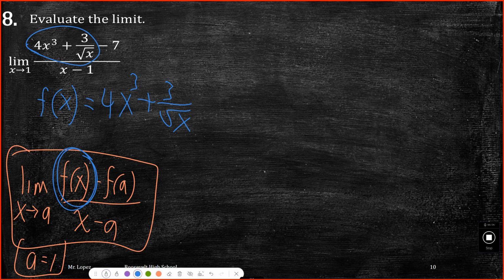So f prime of x is going to equal, what's the derivative of this? Somebody please. 12x squared. And then 3 times x to the negative 1/2, because you move this to the top, negative 3/2. Minus 3 halves, put it to x to the 3 halves.